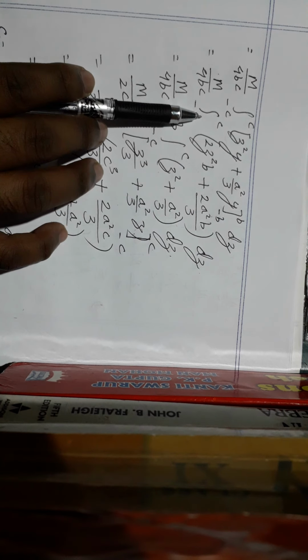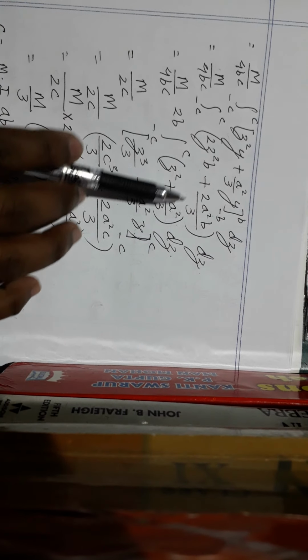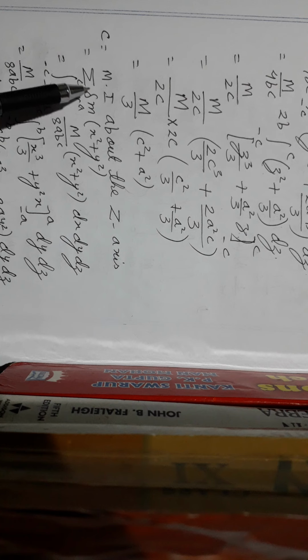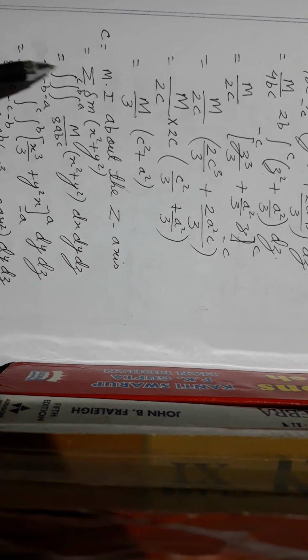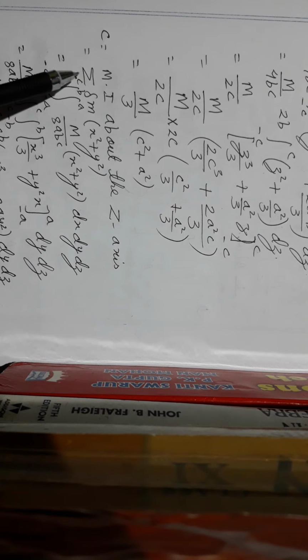We take 2b common, and integrate this quantity with respect to z. Then we put the upper limit and lower limit, and after simplifying, we get the moment of inertia about the y-axis to be m by 3 times c squared plus a squared. Next is the moment of inertia about the z-axis. The limits will be almost exactly the same.